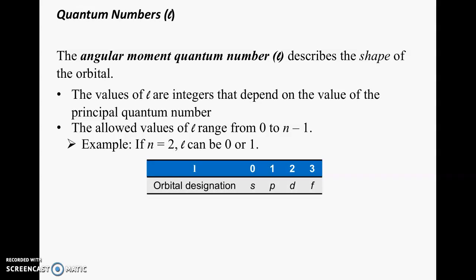And here's a little chart that shows you the designations. At the top is the L. It kind of looks like a 1. It should be a script L.